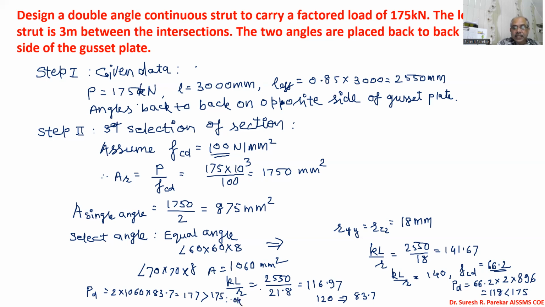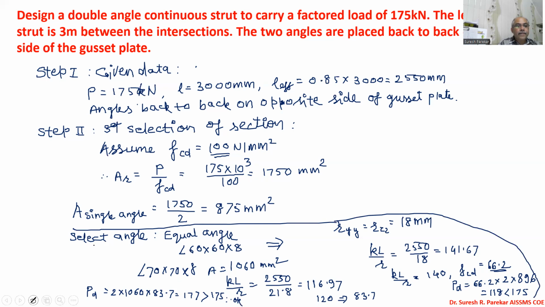So this all work you have to do in rough, and that is expected in the exam. If your section is not satisfied, you will write it, but it is not expected. Therefore I will now write here, select section, select angle 70, 78 millimeters.